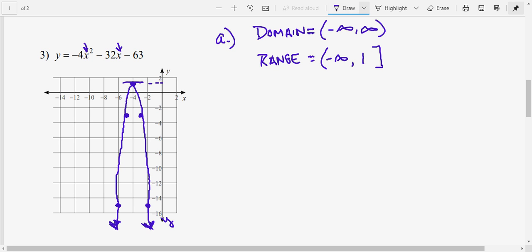Okay, now let's do part B, which is where is this function increasing? On what intervals is it increasing? And on what interval is it decreasing?